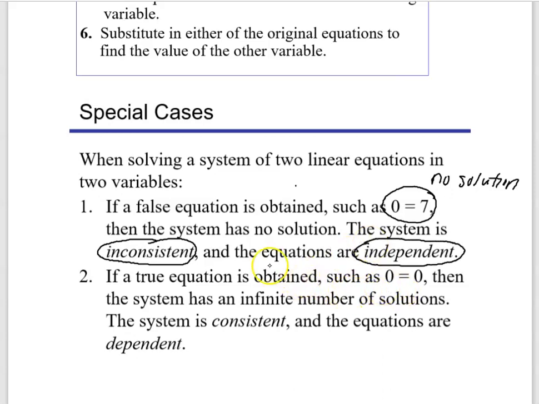Okay? When we get to the bottom and we actually get something that is true, 0 is equal to 0, okay, we said we had infinite solutions. That's the word that we used in the problem above. Another word that they are going to use is it's consistent, and that those are dependent. They're the exact same equation.